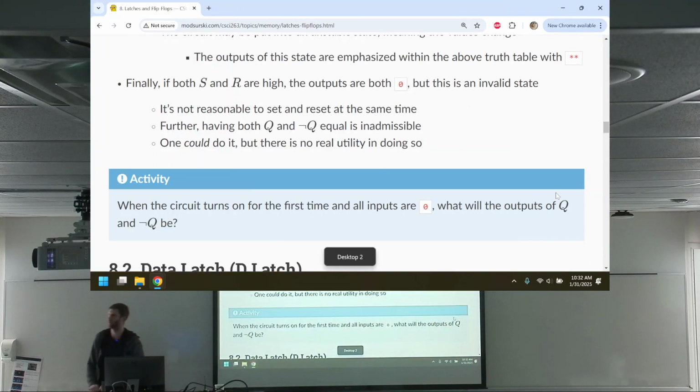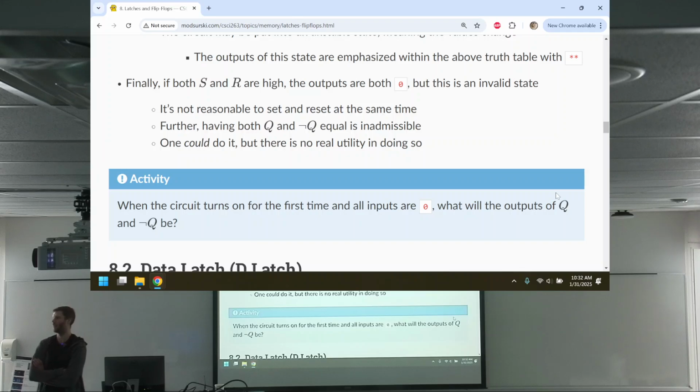This is where we left off. When the circuit turns on for the first time and all the inputs are 0, what's the state of Q and Q naught going to be? Remember, we talked about that and how we couldn't really tell.